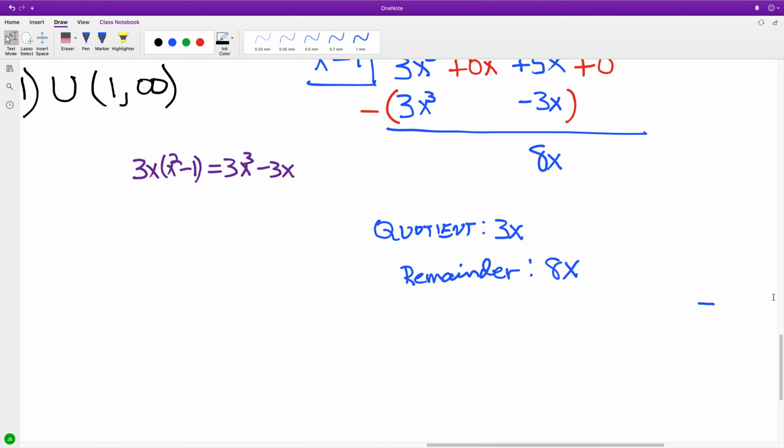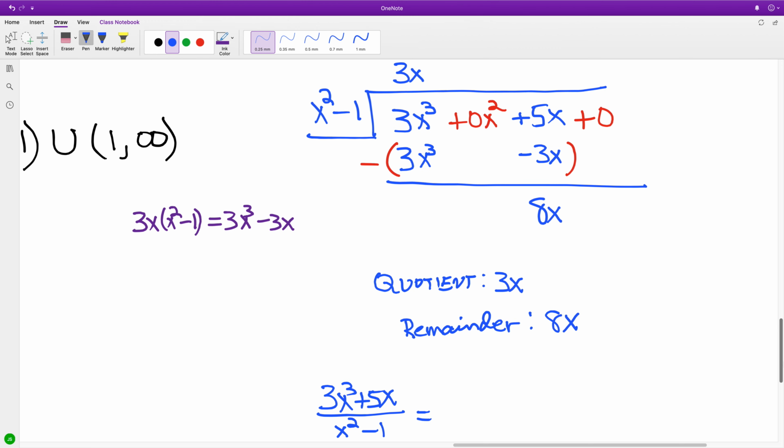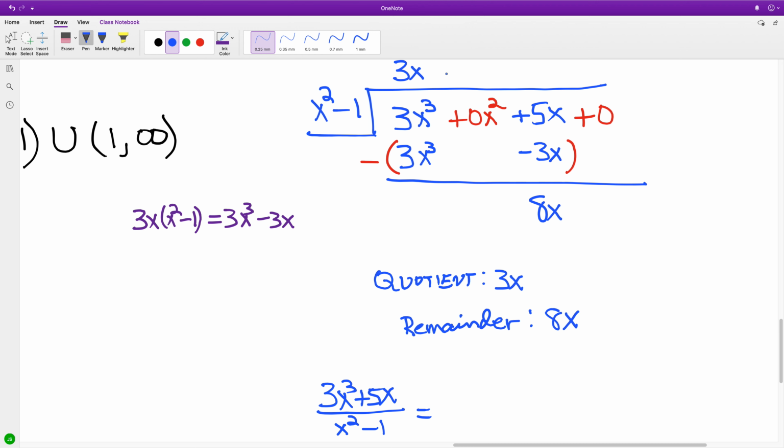slant asymptote. But while I'm on this subject with polynomial division, we would have as a statement 3x cubed plus 5x divided by x squared minus 1. If I were to put this in quotient and remainder terms, we would have 3x cubed plus 5x over x squared minus 1 equal to 3x plus 8x all over x squared minus 1.